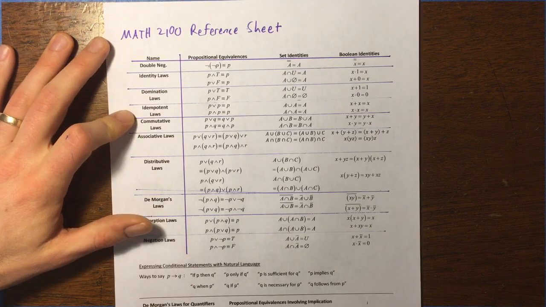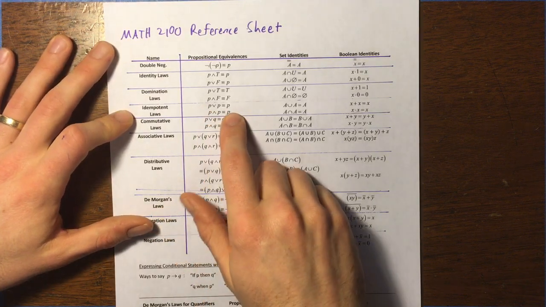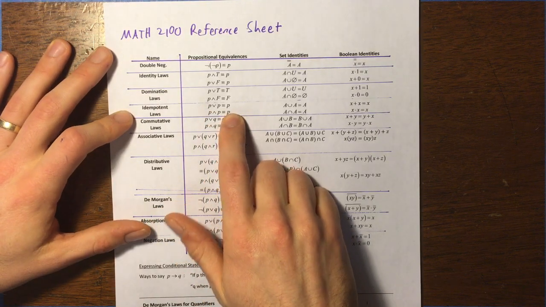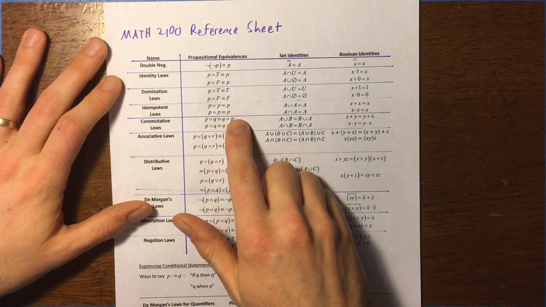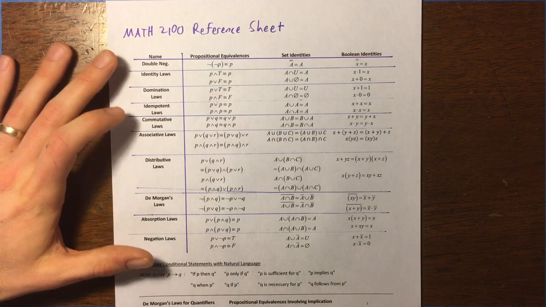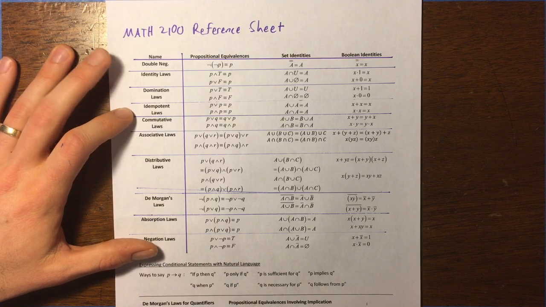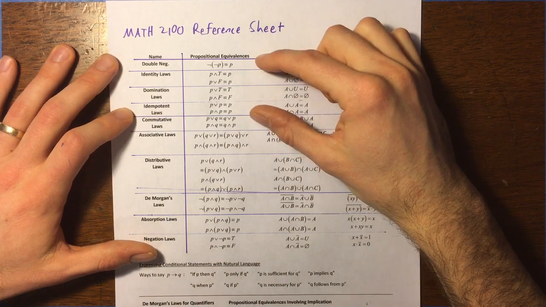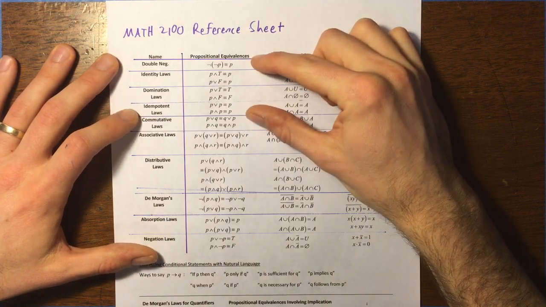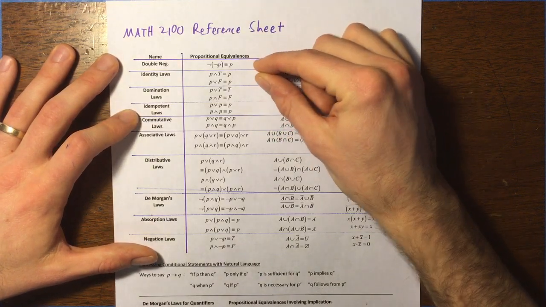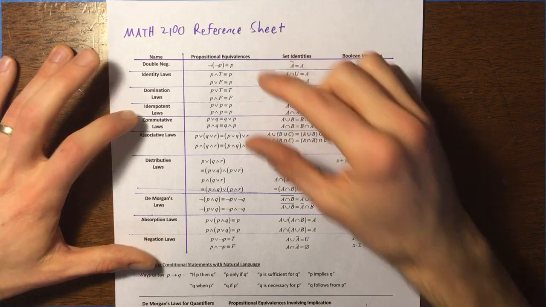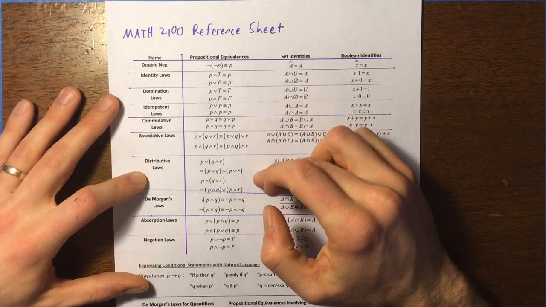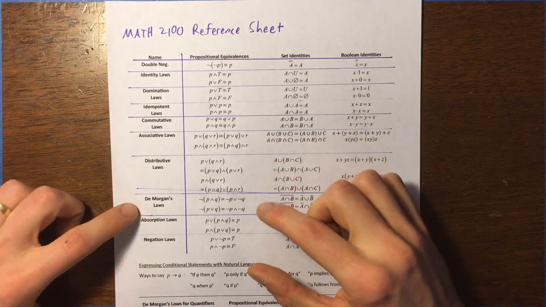Idempotent laws are interesting. P and P is the same as P by itself, okay? And P or P is the same as just P by itself. You can think through those and convince yourself of the truth of those statements. Those are probably unfamiliar, except possibly identity laws and double negation. Those are maybe less familiar. I hope commutative and associative and distributive are pretty familiar to you. And then we have these on the bottom.